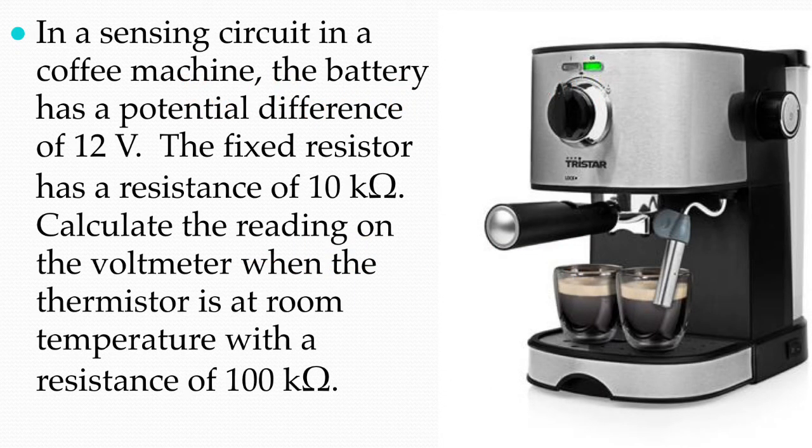Here's an example of an exam style question. In a sensing circuit of a coffee machine, the battery has a potential difference of 12 volts. The fixed resistor has a resistance of 10 kilo ohms. Calculate the reading on a voltmeter when the thermistor is at room temperature with a resistance of 100 kilo ohms.